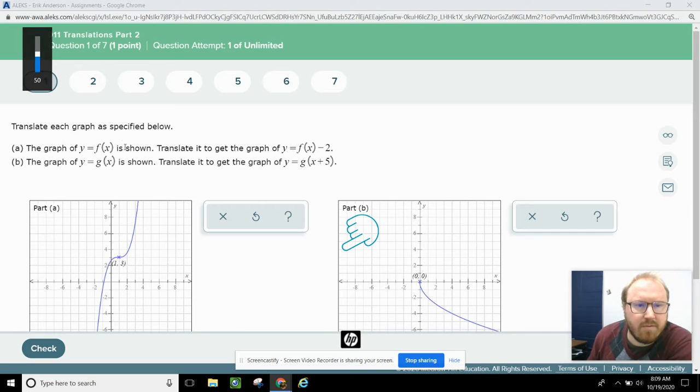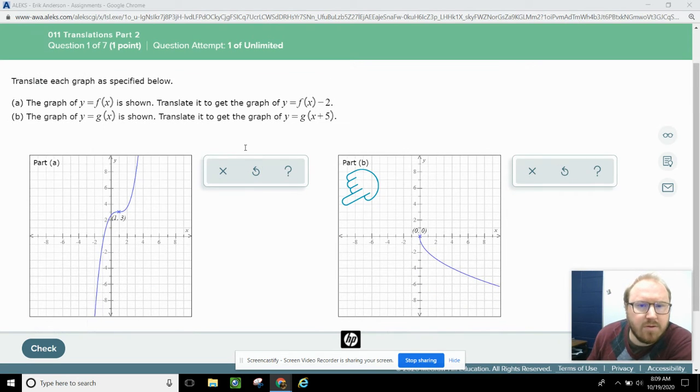Translate each graph as specified below. The graph of f of x is shown. Translate it to get f of x minus 2. The minus 2 is on the outside, which tells us we are going to be moving down 2 units. So I'm going to take my graph and move it from 1, 3 to 1, 1. And so all of the points have shifted down 2 units.